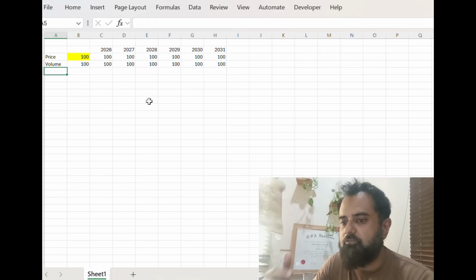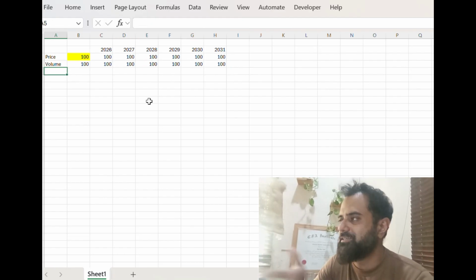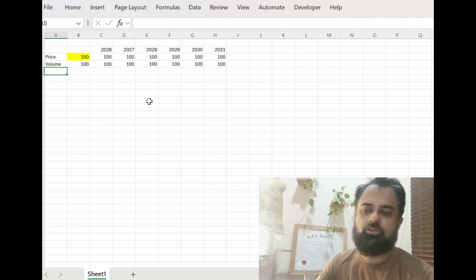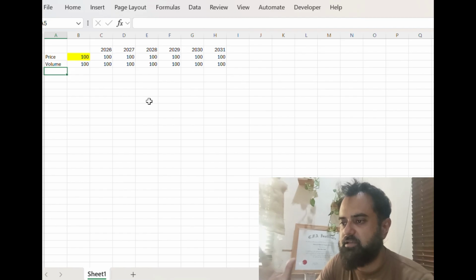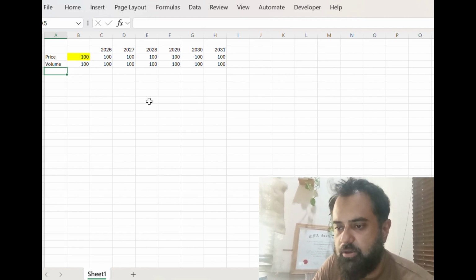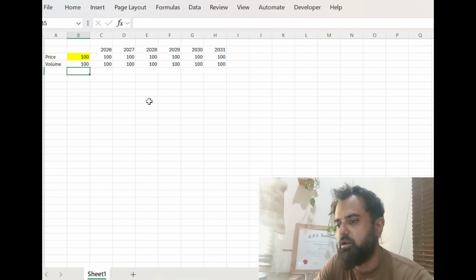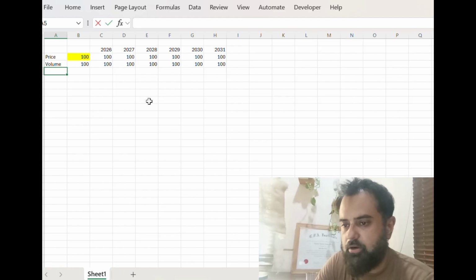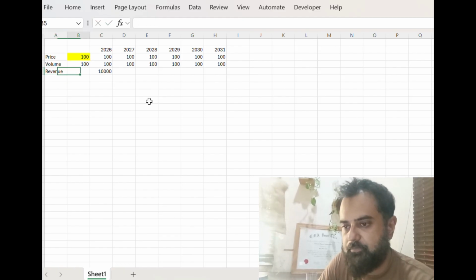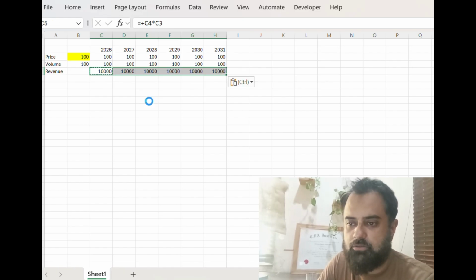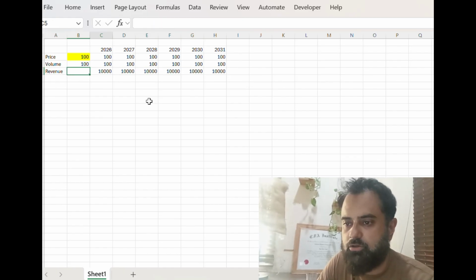Now what we could do here, we could make the volume dynamic, as in we could make it have a growth rate as well. But we'll try to avoid the bells and whistles as much as we can and make it very simple, all right? So that we have the structure of a model, we can see a model, and that is our goal here, right? So revenue is going to be the multiplication of both of these, right? $10,000. Let's say the currency is US dollars.